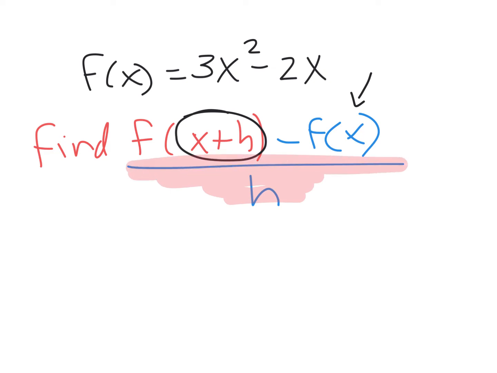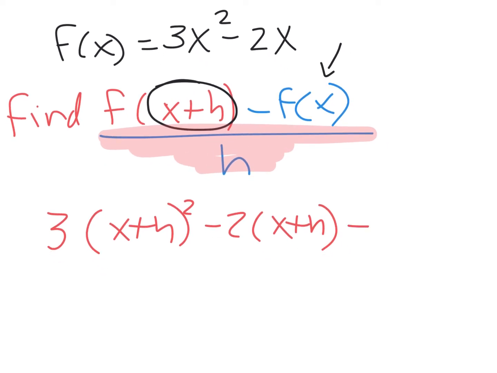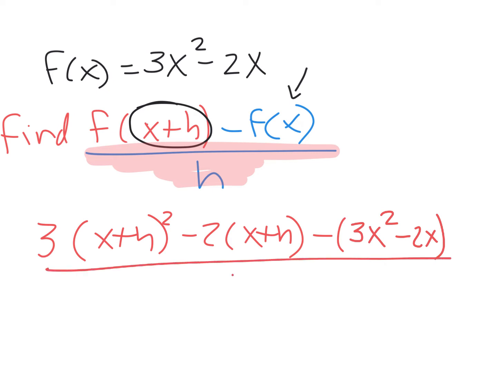So, let's see. You go 3 times x plus h squared, minus 2 times x plus h. And then you subtract f of x, which you need parentheses for. Otherwise, you might forget to distribute and subtract both parts. So it's subtracting negative 2x, which will, of course, mean you'll add 2x at the end. And then it's all over h. Now, we just want to do one little thing at a time. I personally like to do this part next.